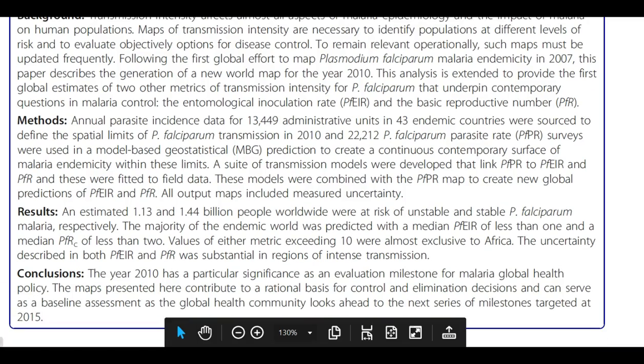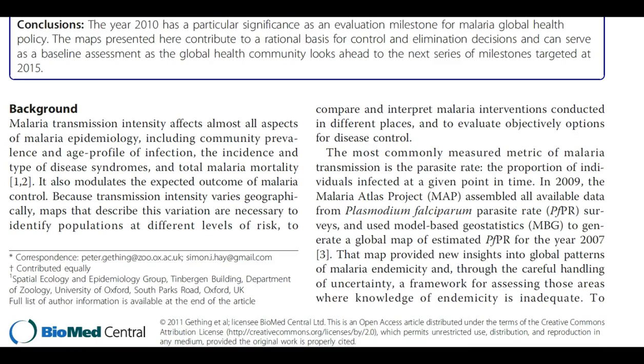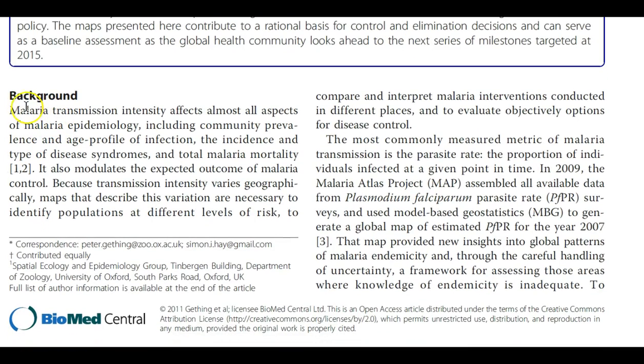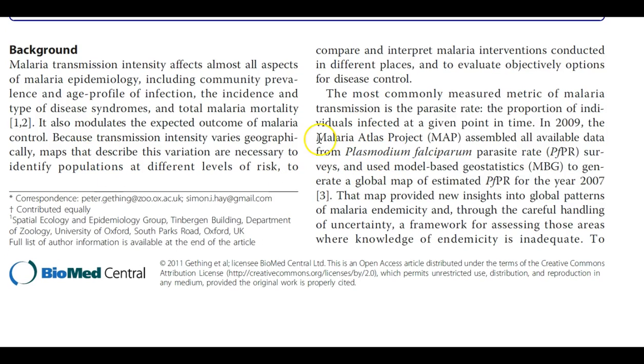I'm going to show you some pieces of this because I think you'll find it fascinating. Now, to begin with, they start with why are we doing this, as I mentioned. And this is part of what's called a Malaria Atlas project, and they're actually researching a type of malaria called Plasmodium falciparum.